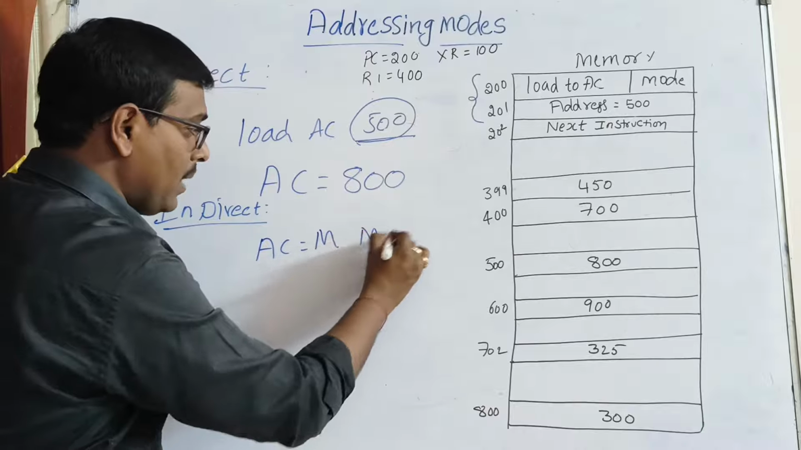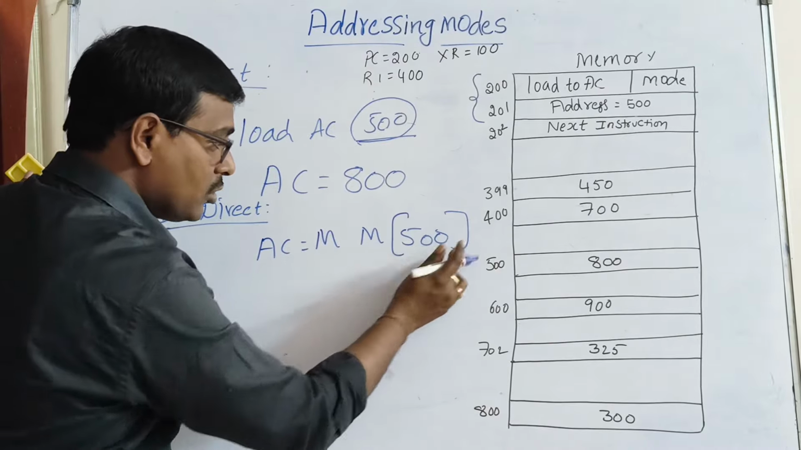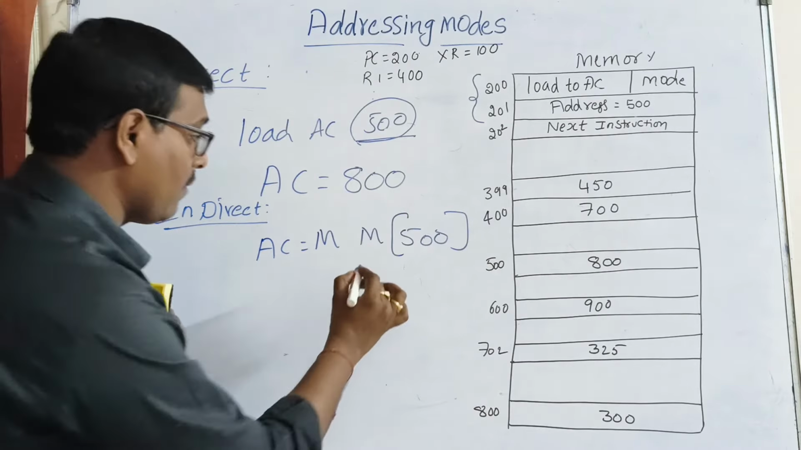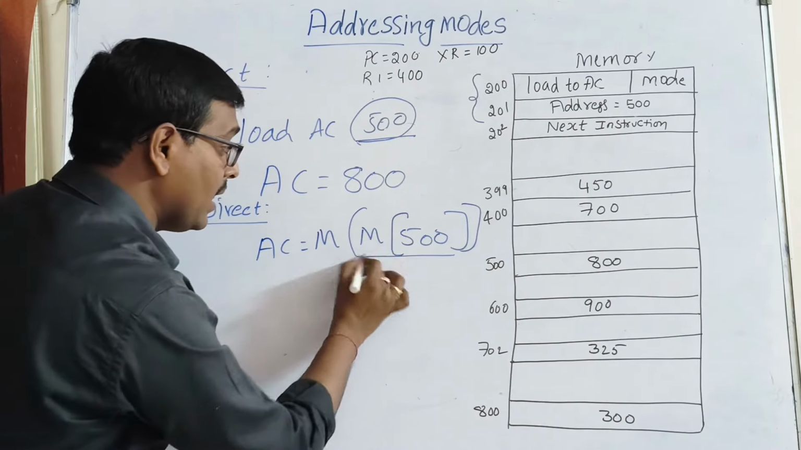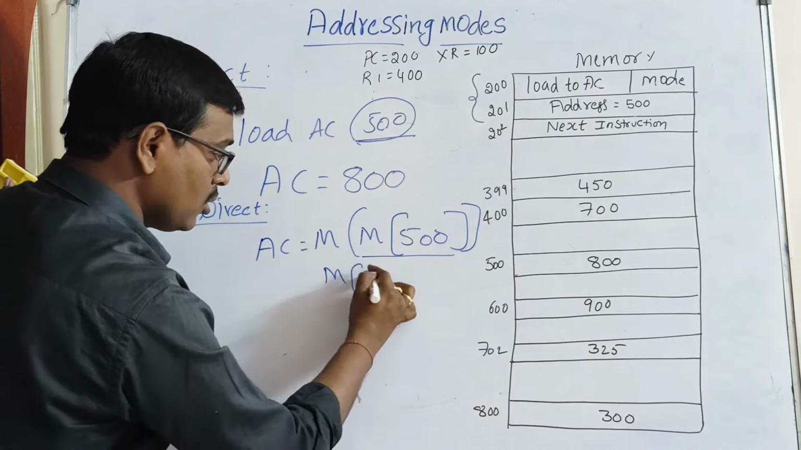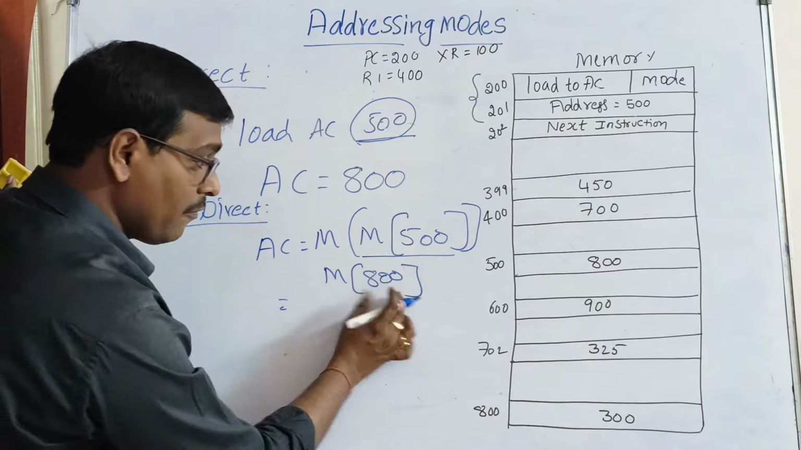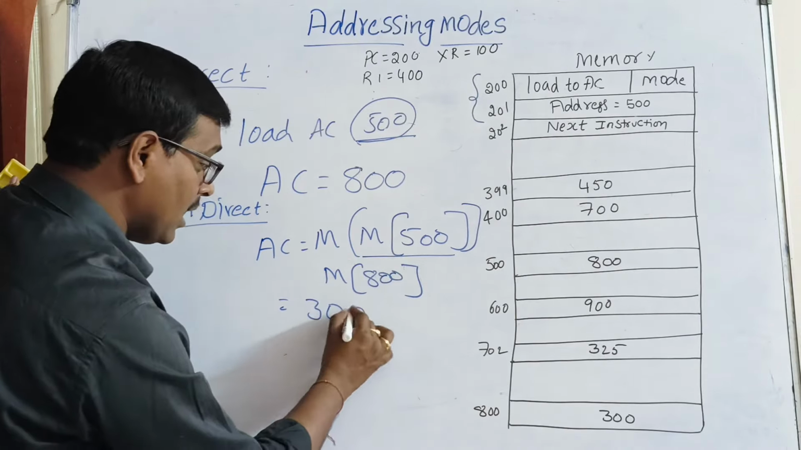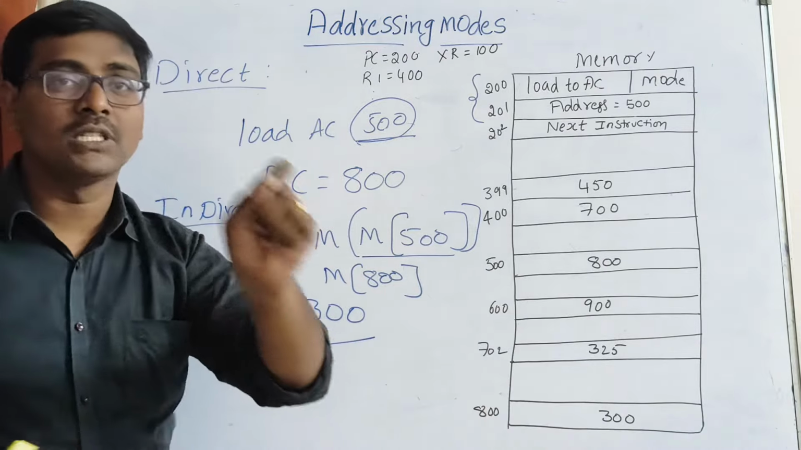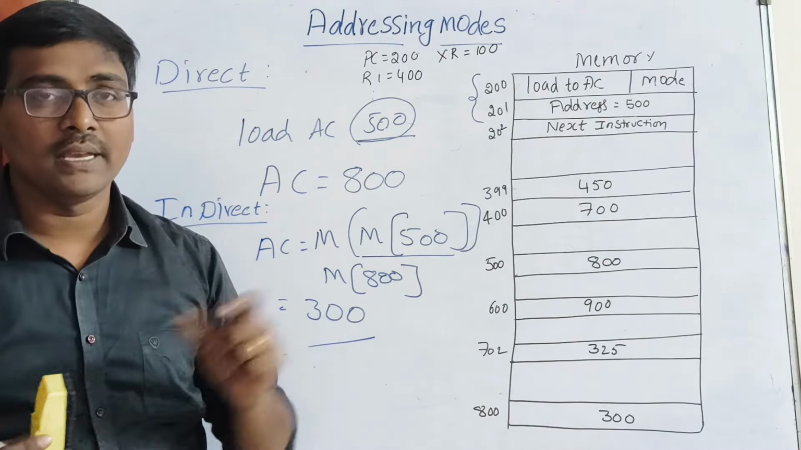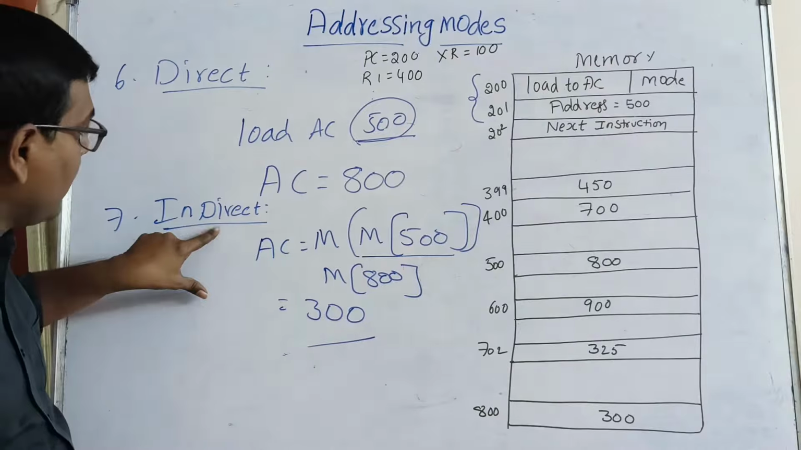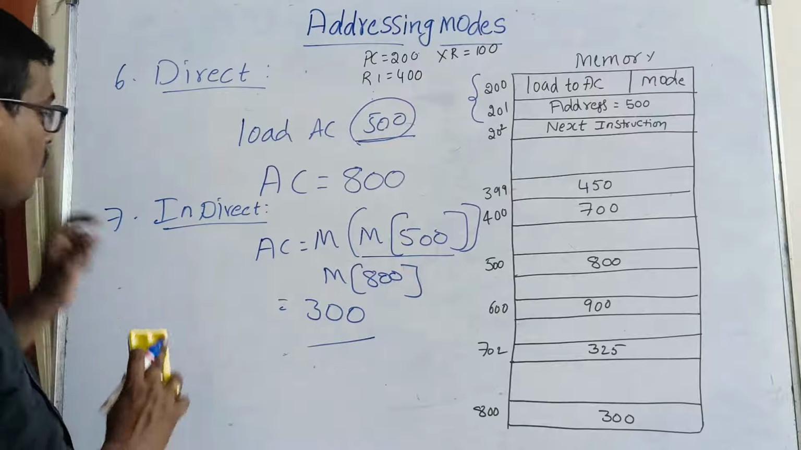So two memory locations. First, this is the address where the address of our operand is stored. From this, M of 500 gives us 800. So M of 800 gives the operand. Now if you are using register indirect mode, the AC stores the value 300. This is the difference between direct and indirect addressing mode.